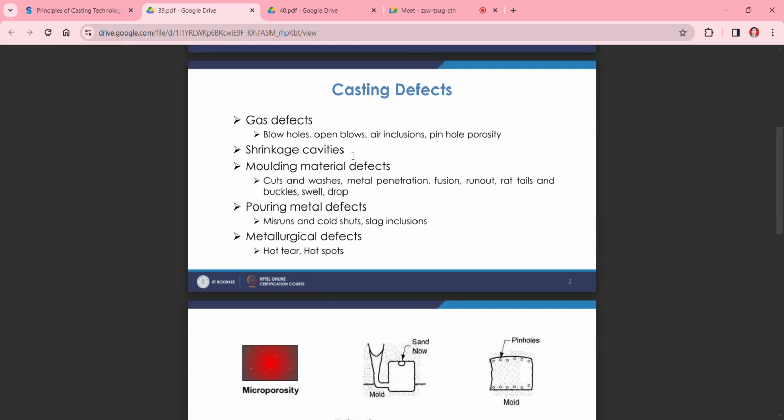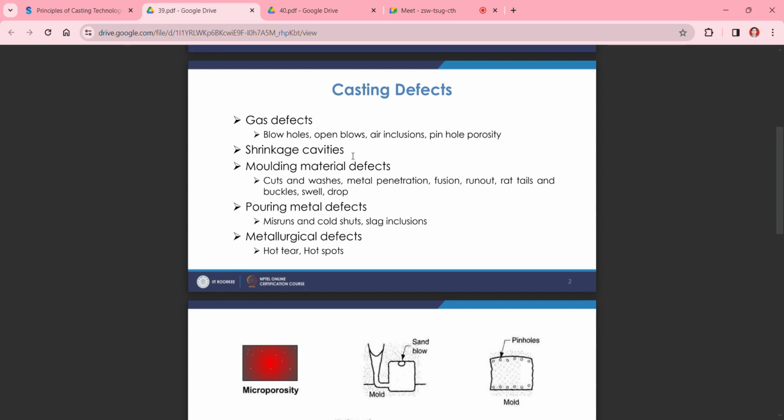Then coming to shrinkage cavities, which we have already discussed in previous lectures, what they are and how to avoid them. For avoiding shrinkage cavities, we generally use risers. The riser cools down last, and it continuously provides molten metal during the casting solidification process, so no shrinkage cavity will come inside your final casting.